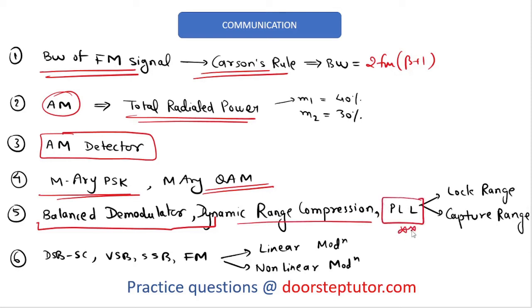That is the most important part, in which we had to identify which one is going to be greater, lock range or capture range. We know that capture range is always less than the lock range. There was a question related to modulation, like DSBSC, that is double sideband suppressed carrier, vestigial sideband, single sideband, and frequency modulation. They had asked to identify whether they are linear modulation or non-linear modulation.